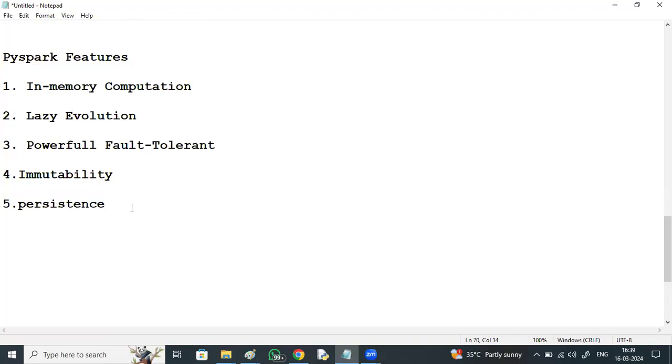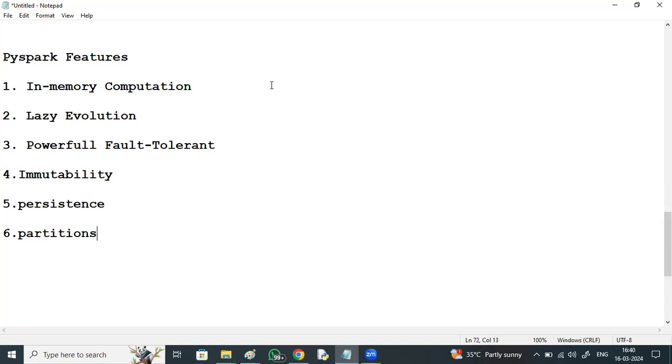RDD persistence or data frame persistence means making it available in RAM so that the next step can take the output of the current one. I'll be discussing it in brief, and you'll understand much better with some examples. The main features are in-memory computation, lazy evaluation, powerful fault tolerance, immutability and persistence. And one more feature is partitions. The dataset is divided into multiple partitions and distributed across the RAMs of multiple worker nodes.